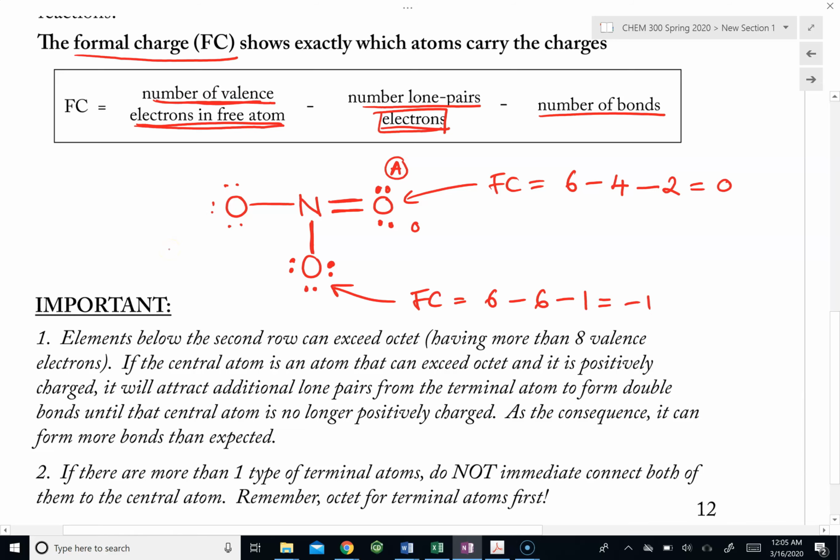Once we know that the oxygen on the bottom is negative 1, because the oxygen on the bottom is very much similar to the oxygen on the left side, that basically means this oxygen is negative 1 as well.